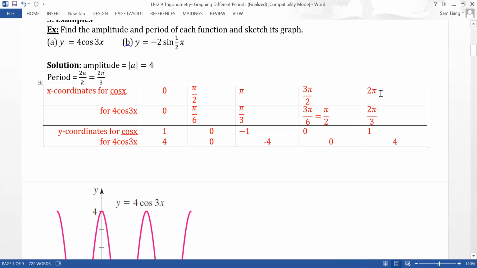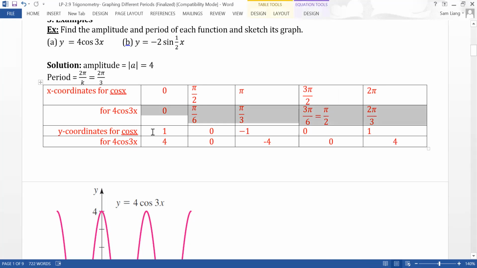So 2 pi becomes 2 pi over 3. Pi over 2 divided by 3 would be pi over 6. Pi divided by 3 is pi over 3. And then 3 pi over 2 divided by 3 is pi over 2. And 0 divided by 3 is 0. Okay, so these are the x coordinates that we're going to plot here.